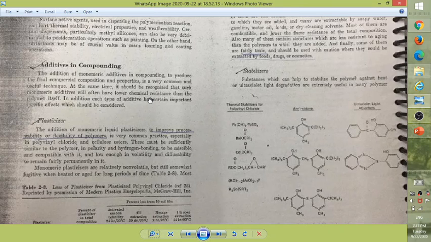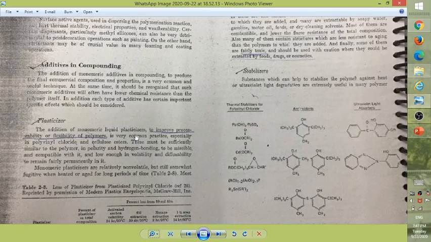In addition, each type of additive has certain important special effects which should be considered. So we all know additives we add for polymer to enhance its properties, but they have a lower chemical resistance as compared to the polymer itself. Now plasticizer. We have already seen plasticizer.